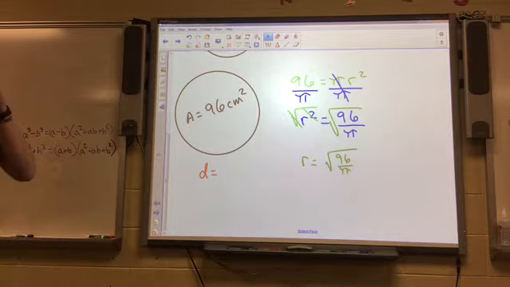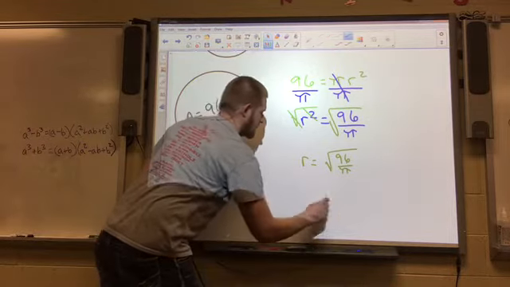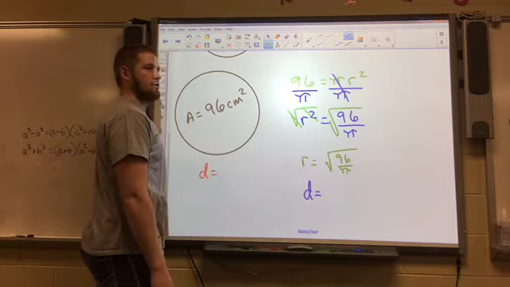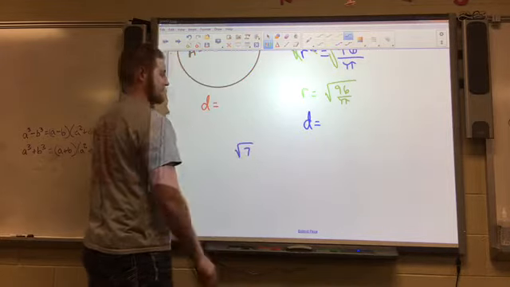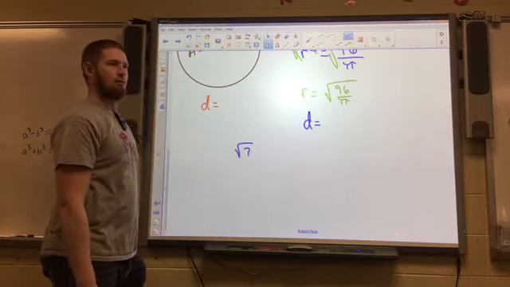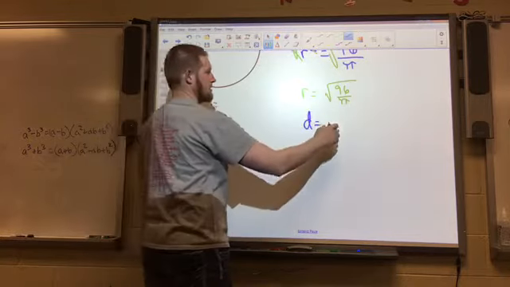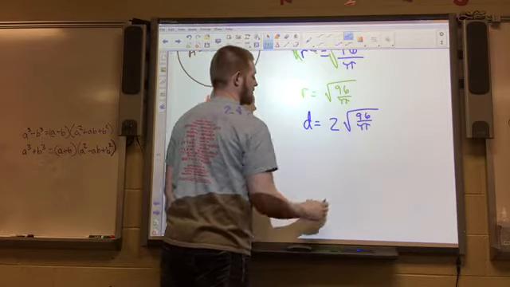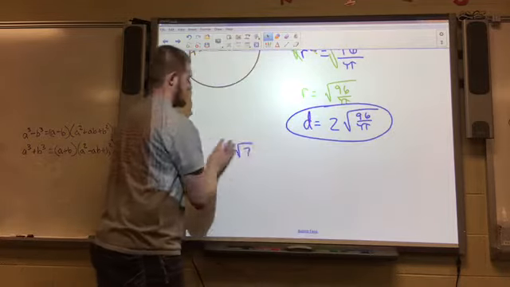Now, is that the diameter like we wanted, though? No. What do I want to do to get the diameter? Multiply it by 2. So what's my answer going to look like? How do I multiply the square root of something by 2? What if I just had the square root of 7 and I wanted to multiply it by 2? That'd just be 2 square roots of 7, right? So what's this one going to be? 2 square roots of 96 over pi. Good. And that would be my diameter.